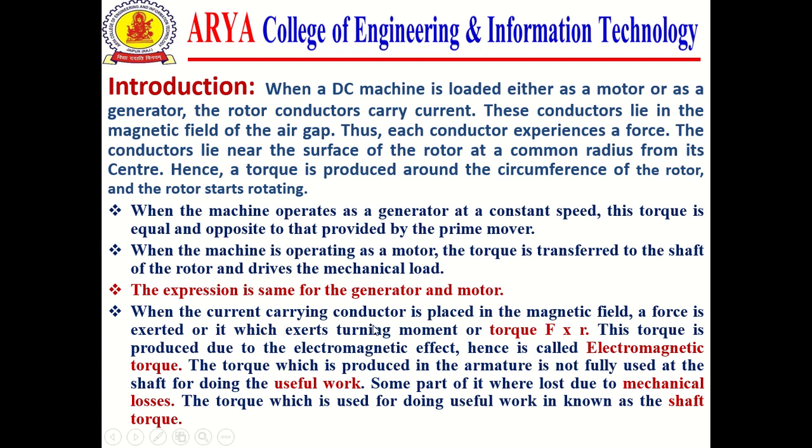When a current carrying conductor is placed in a magnetic field, a force is exerted on it which exerts a turning moment. That is, torque equals force into the perpendicular distance between the conductors. This torque is produced due to the electromagnetic effect, so it is called electromagnetic torque.